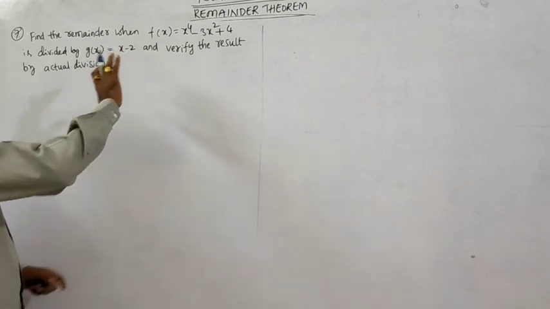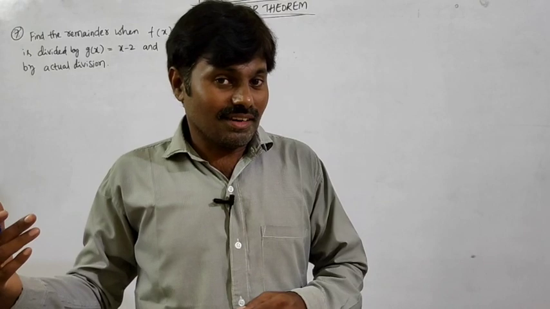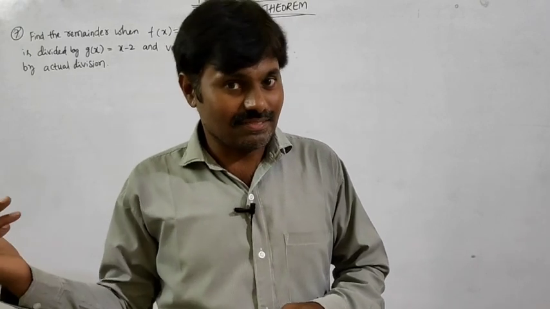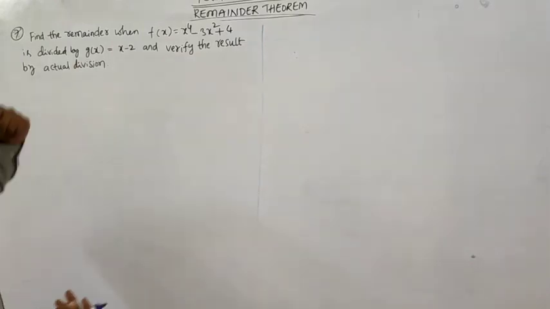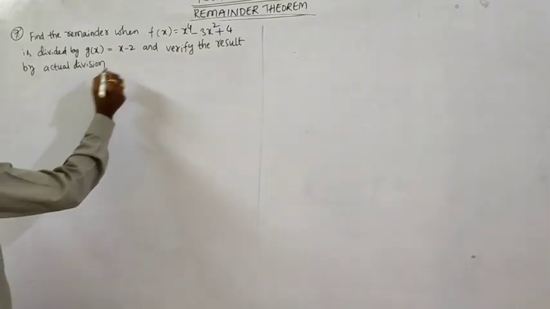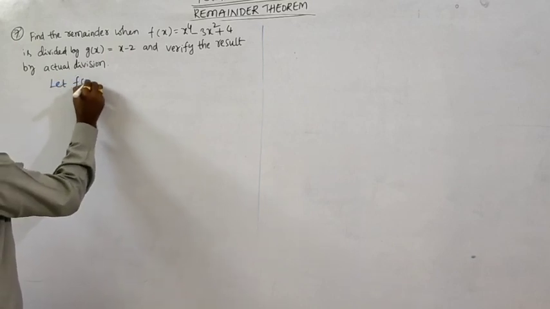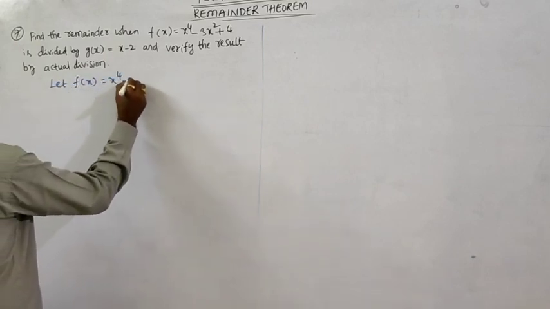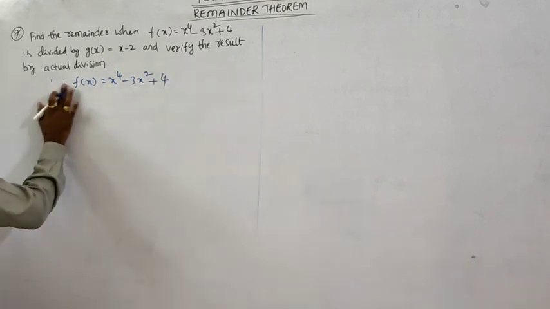They asked only for the remainder, and also to compare it with the general division. So in the first case we apply the remainder theorem, and in the second case we proceed with actual division. Let us assume that f of x is equal to x power 4 minus 3x square plus 4, as given.